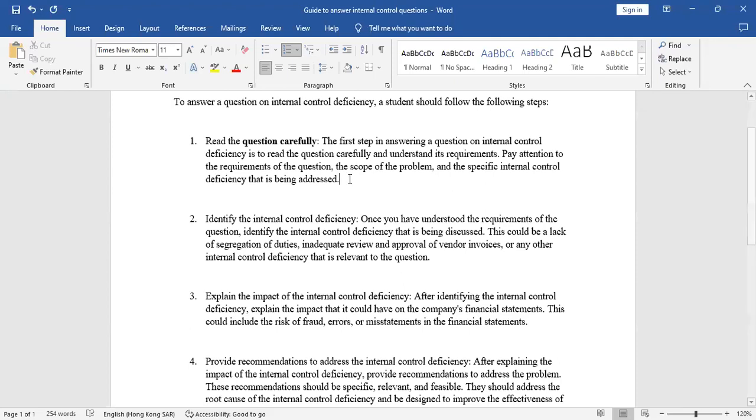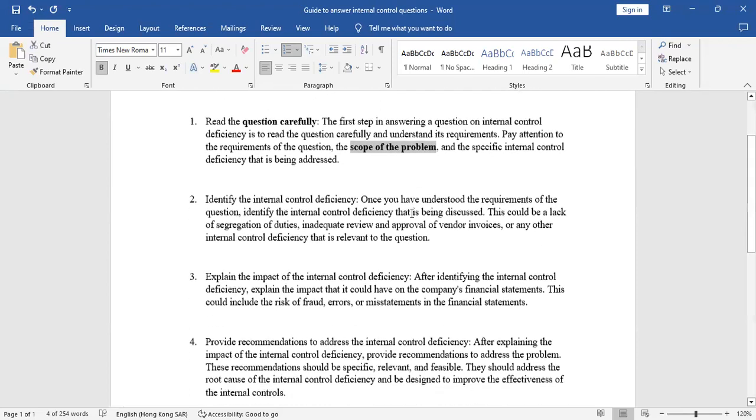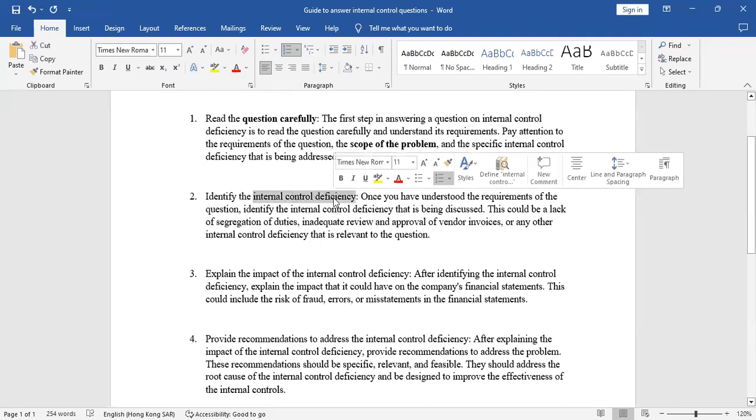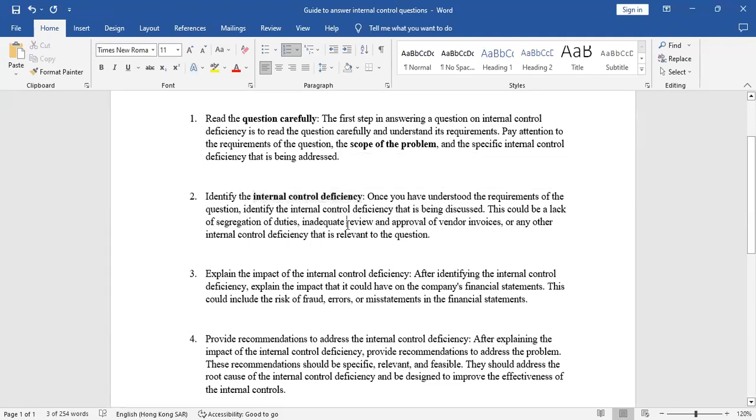Once you have understood the question, you should also pinpoint the scope of the problem, which will tell you if you have understood the question well or not, right? Once you have understood the question, we can move on to the next step, which is to identify the internal control deficiency, right?